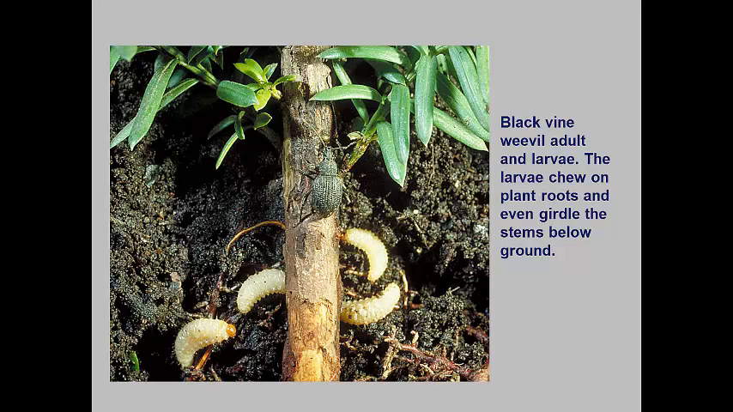Black vine weevils can also build up in nurseries, where they kill or slow the growth of shrubs and perennials. These can even occur in containerized plants, where inspectors often detect them. These soil-inhabiting pests can be very difficult to manage because of their locations.